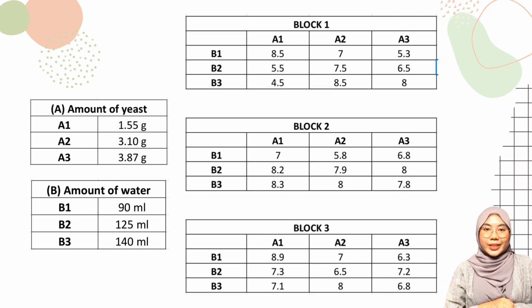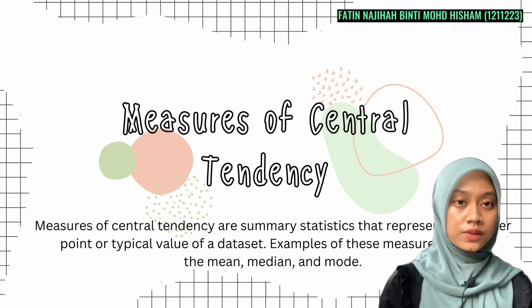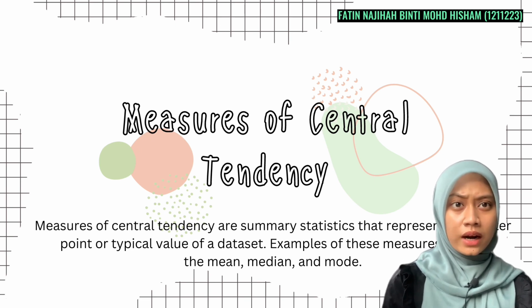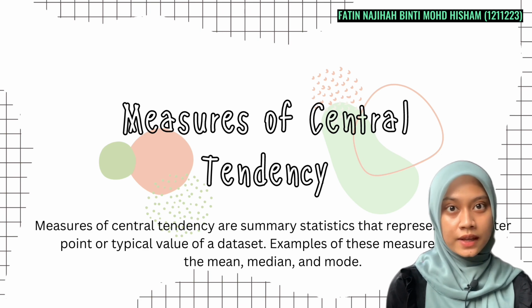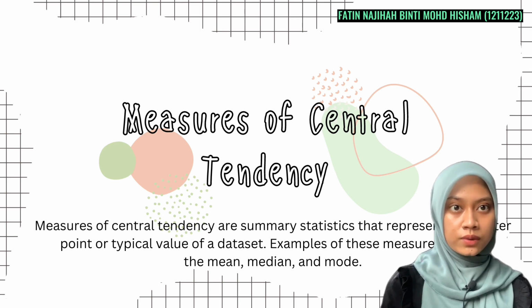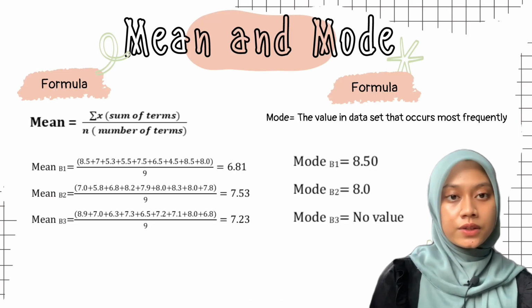Hi, my name is Fatin Aja and I will cover measures of central tendency. So what are measures of central tendency? Measures of central tendency are summary statistics that represent the central point or typical value of a dataset. Examples of this measure include mean, median, and mode. Now let's continue with the calculation of mean and mode.